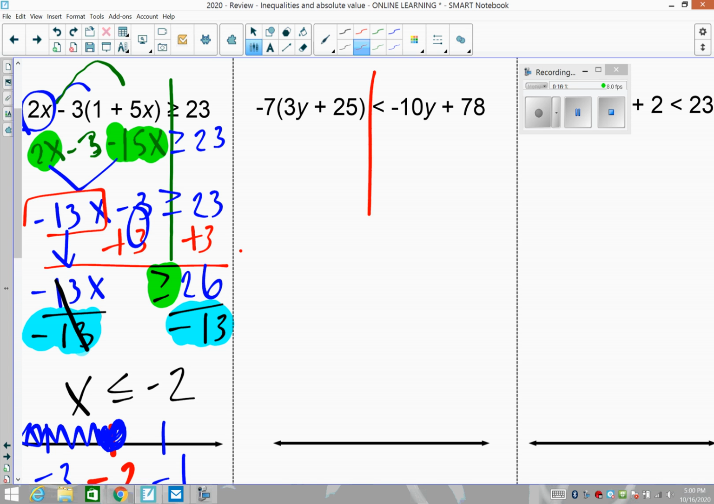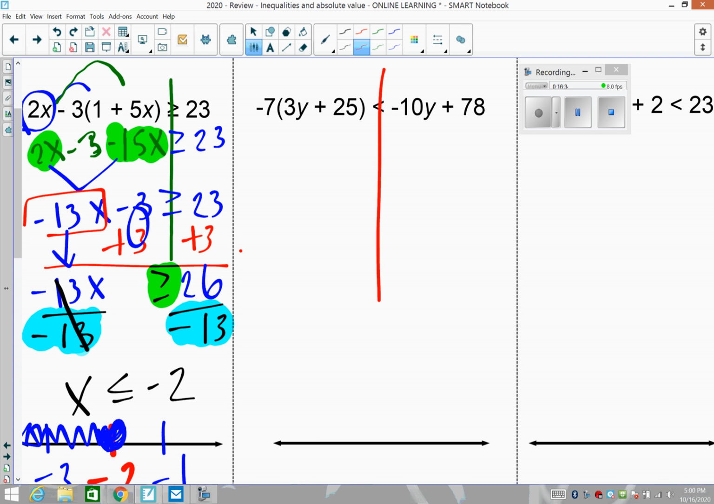Next problem. For this problem, you can see we have the distributive property on the left, and we're going to have a variable on both sides, which means it's a multi-step equation. Same game, though. When we're just solving these, we try to isolate for y. The only difference with these inequalities is deciding if we should flip the sign. All right, so here we go.